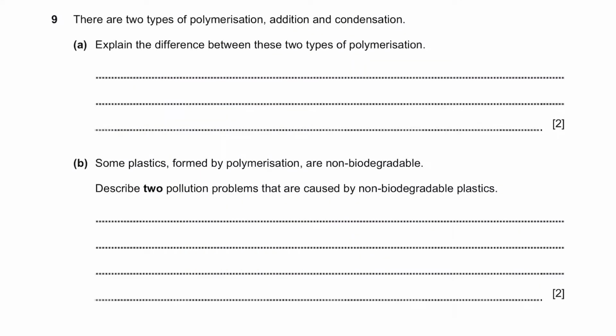Question 9. There are 2 types of polymerization, addition and condensation. Explain the difference between these 2 types of polymerization. This question is a very common question that appears in organic chemistry section of paper 4, so make sure you know the answer to this. For addition polymerization, there is only one product. That is its characteristic. Then for condensation polymerization, a polymer and water will be formed.